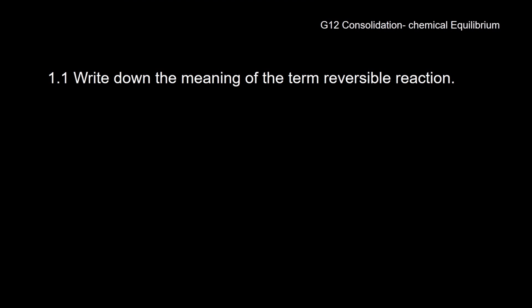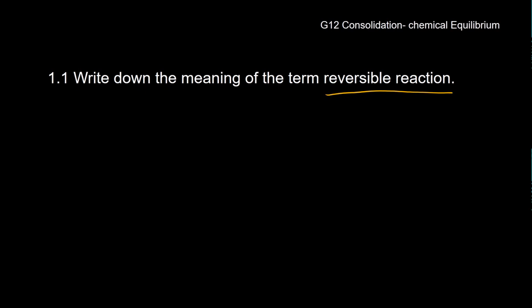What are they going to ask us? The very first thing they ask us is, write down the meaning of the term reversible reaction. Now, this is not a definition that you've learned, but they're asking about an understanding. So what is a reversible reaction? Well, a reversible reaction is one in which the reactants form products, and then the products can form the reactants again. You could say that both the forward reaction and the reverse reaction is possible. So those are two options for you that you could use.